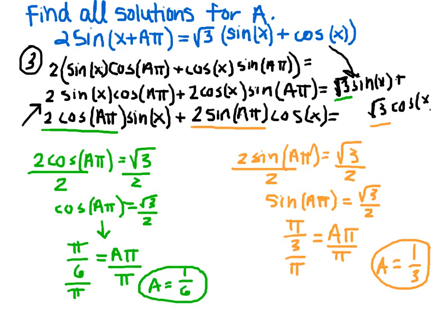However, we're not done. We have two values for a. We need to plug them both in to find whether these solutions are correct or extraneous. And we find that neither one of them works, so we have no solutions for a.